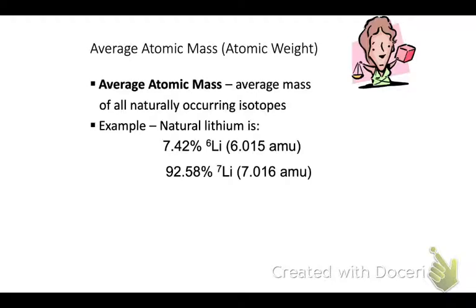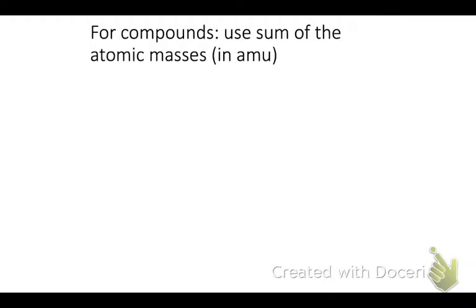7.42% of lithium as lithium-6, weighing 6.015 atomic mass units, and 92.58% of it as lithium-7, weighing 7.016 atomic mass units. So in a nutshell, every time you are looking at 100 atoms of lithium in nature, almost 93 of them will be lithium-7, and 7 of those atoms will be lithium-6. This is one way to look at it.